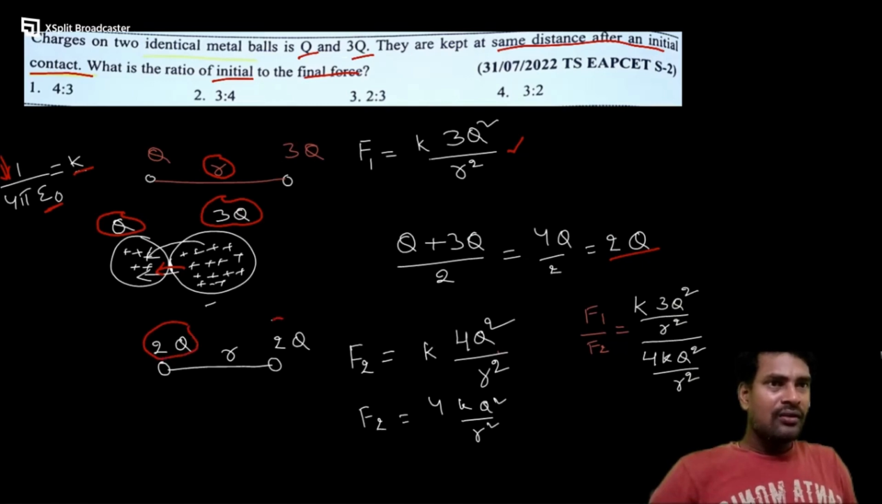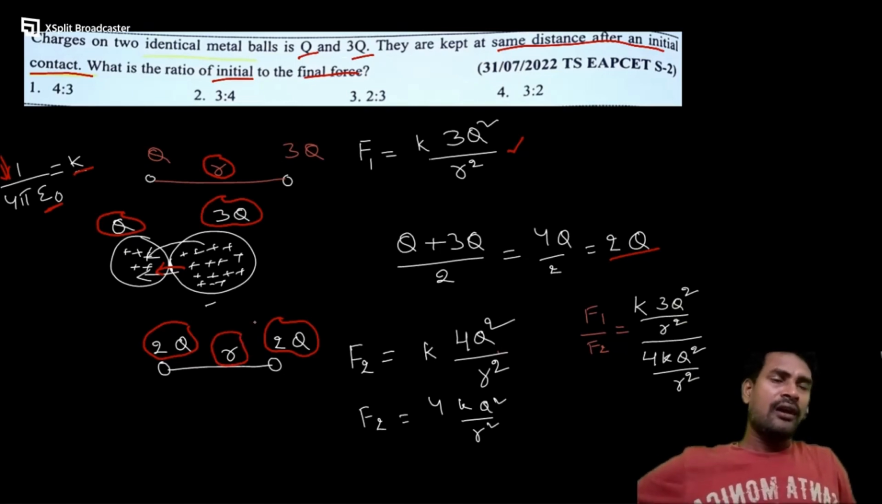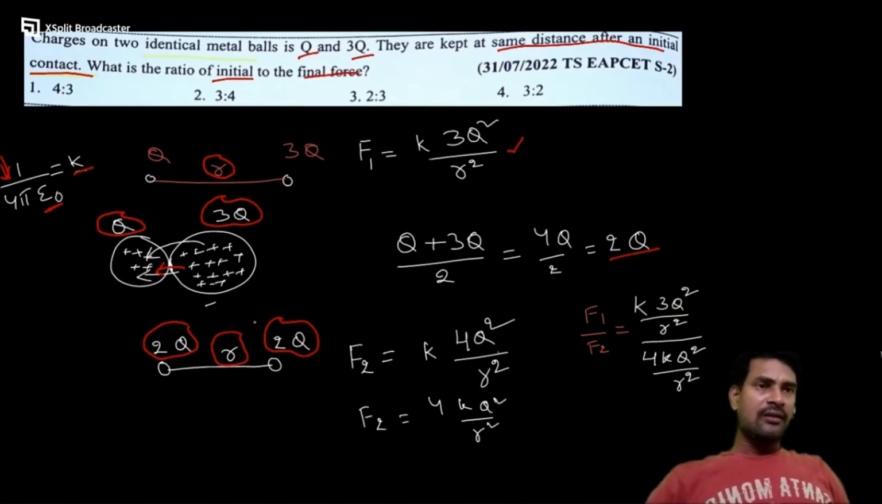Now after the initial contact, they are again kept at the same distance, which you have to remember. As the distance is the same, I am taking r here also. Now according to Coulomb's law, there will be a force of attraction or repulsion. Here both charges are positive, so there will obviously be a force of repulsion. So that force F2 is given by, again 1 by 4 pi epsilon naught, which I am writing as k as it is constant, 2q multiplied by 2q, which becomes 4q square divided by r square.